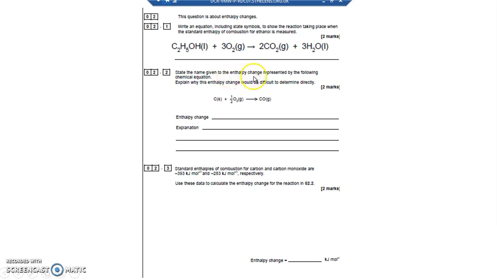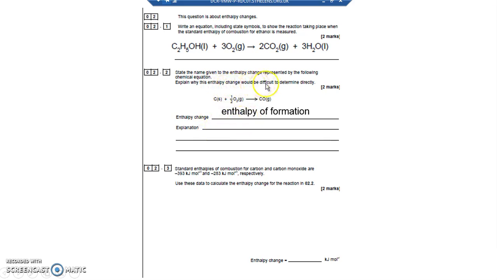State the name given to the enthalpy change represented by the following chemical equation. That's the formation of carbon monoxide from its elements, carbon and oxygen, in their standard states, how you'd find them in the laboratory under normal conditions of temperature and pressure. In other words, carbon is a solid and oxygen is normally found as a gas. So enthalpy of formation, to form carbon monoxide, and 1 mole of carbon monoxide, by the way.